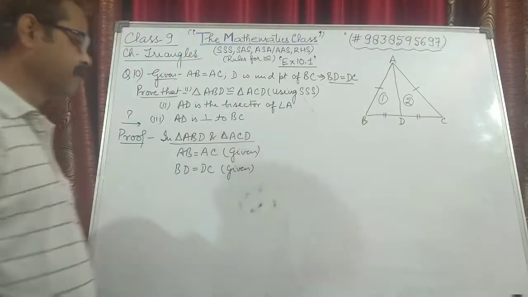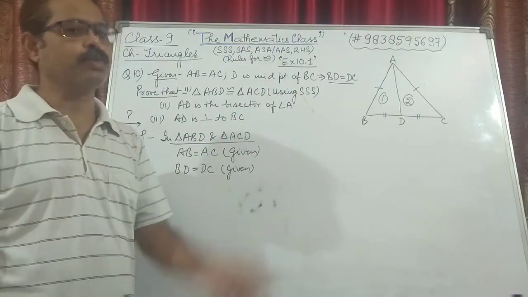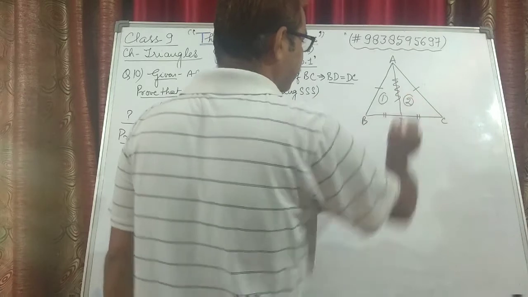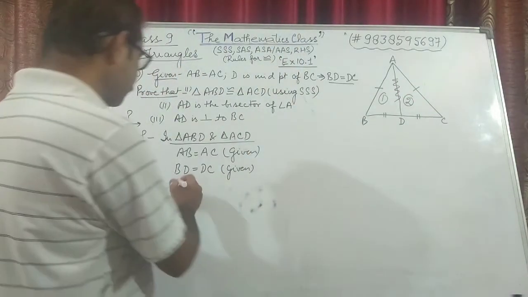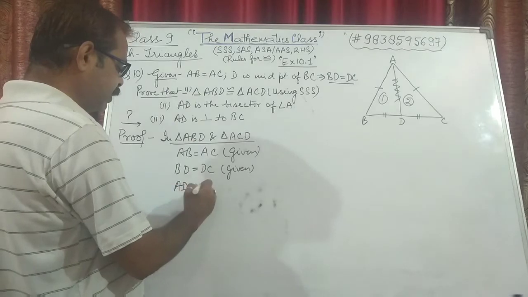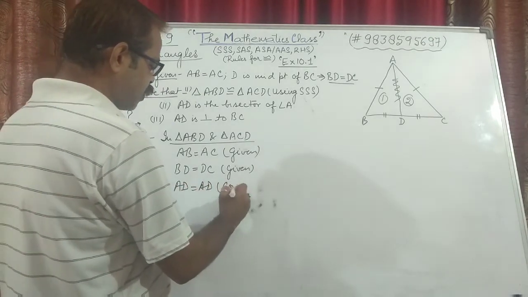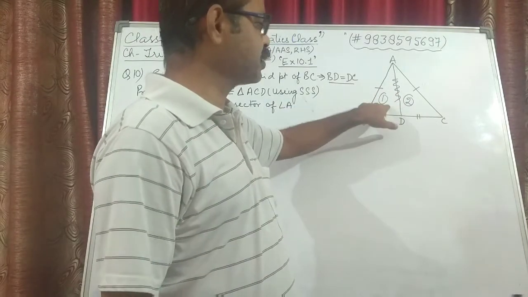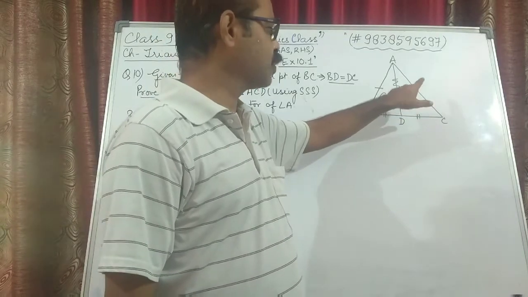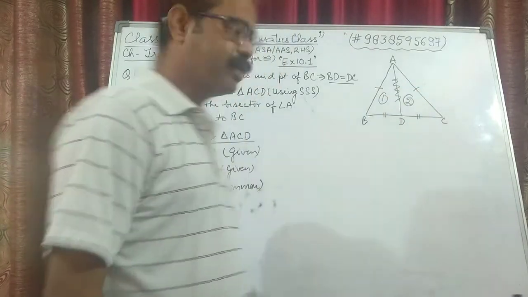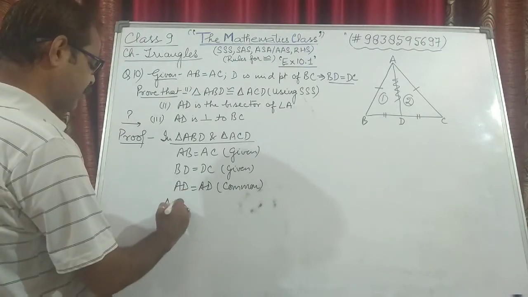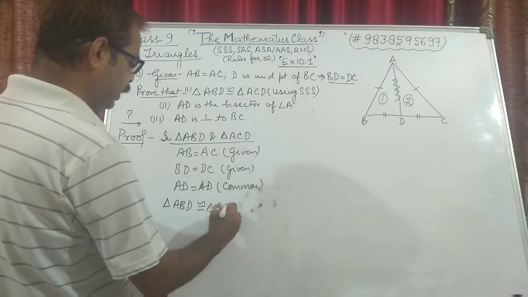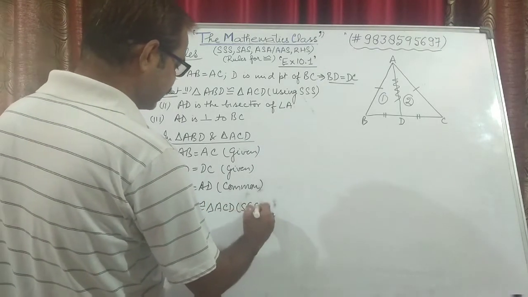SSS means side. It means the third thing that you are going to consider is only the one side that is left. So what is that one side left? AD is left. And you can see that AD is common in both the triangles. So we can say that AD is equal to AD, and the reason is common. Now you can see that all the three sides of the first triangle are equal to the corresponding three sides of the second triangle. So we can say that triangle ABD is congruent to triangle ACD by SSS.